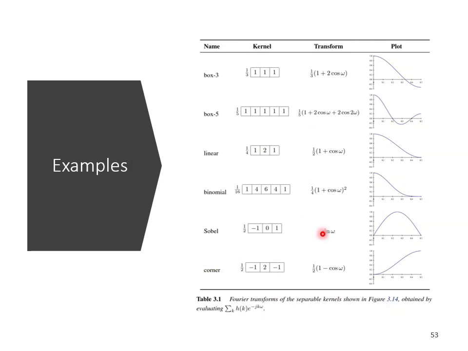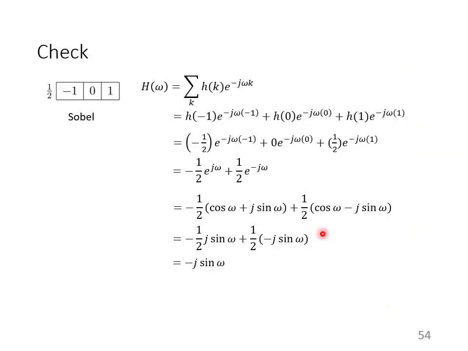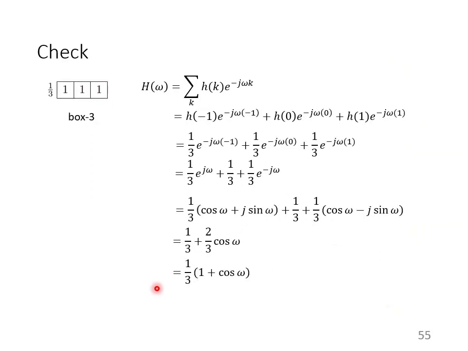The function is the same. The only difference is the coefficient. Let's do another exercise. So this is the box 3 filter, and this is the definition of a Fourier transform. For k as -1, the coefficient is 1/3, and for k as 0, the coefficient is also 1/3. For k as 1, the coefficient is the same. So we combine. For k as -1, 0, and 1, we put their values into the equation.